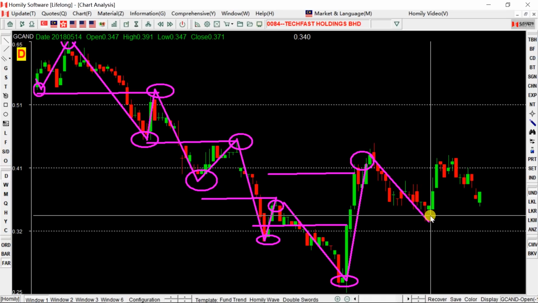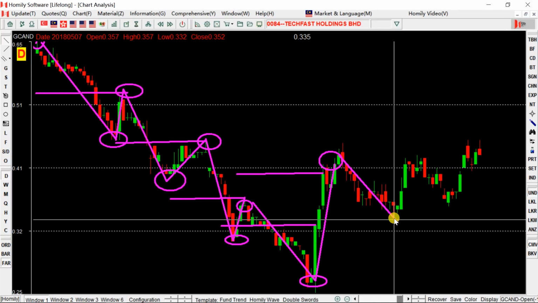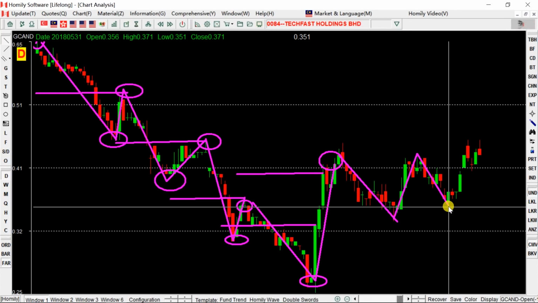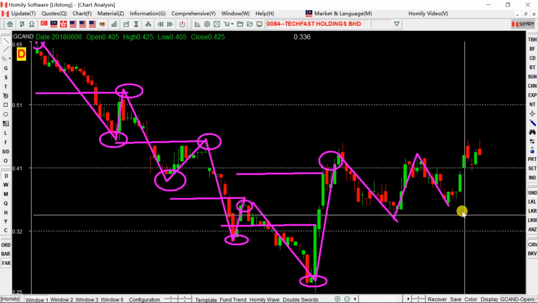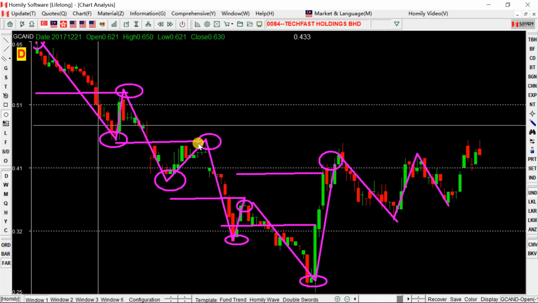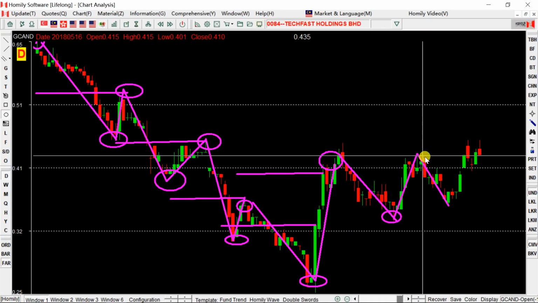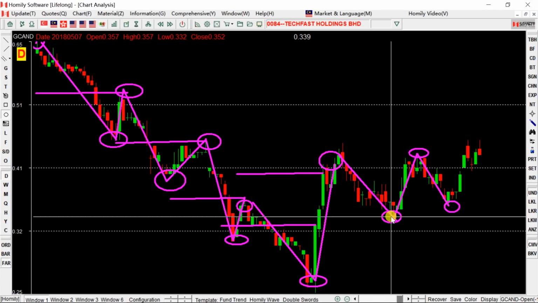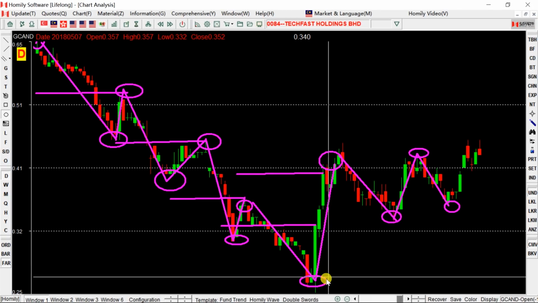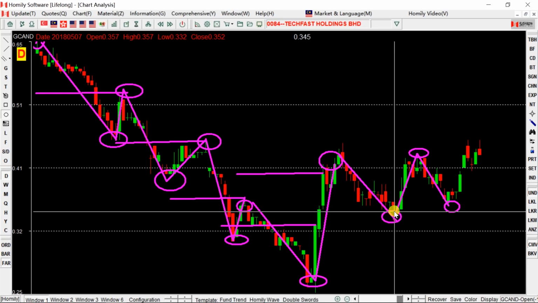Create a new low, new high, and new low. What trend is it now? If we compare the lows and the highs, we see this low is higher than the previous low.